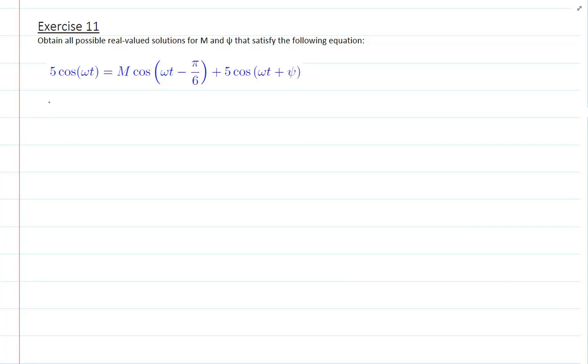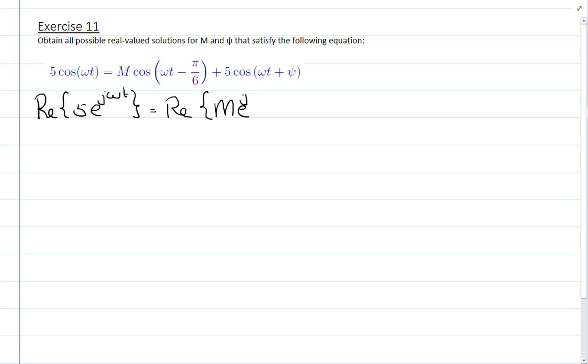To start this exercise off, we'll first write the cosines as real parts of a complex exponential. So what we'll get is the real part of 5 times e to the power j omega t, which is equal to the real part of m e to the power j omega t minus pi over 6, plus the real part of 5 e to the power j omega t plus phi.